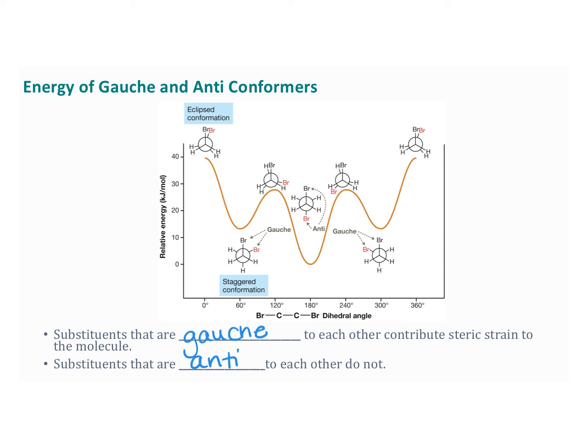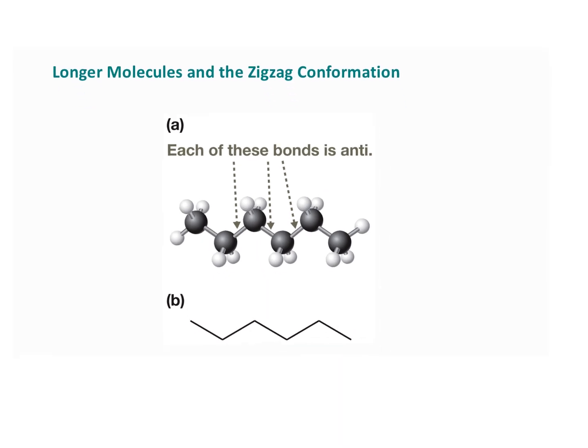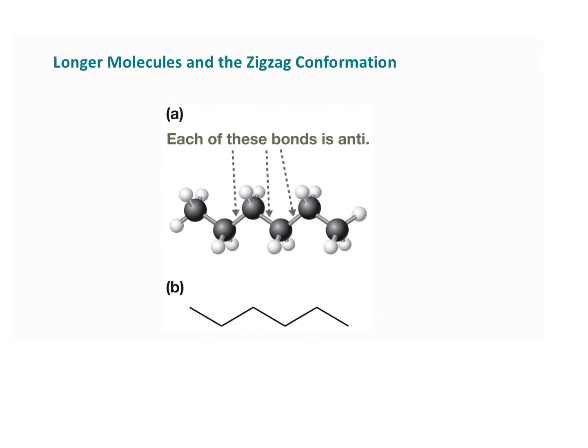All right, maybe the burning question in your heart is, hey, Dr. Pierce, we've been looking at some small molecules. What happens if we get two big molecules? Well, what we're going to see, and what you've already seen, is we tend to draw longer molecules in a zigzag conformation.